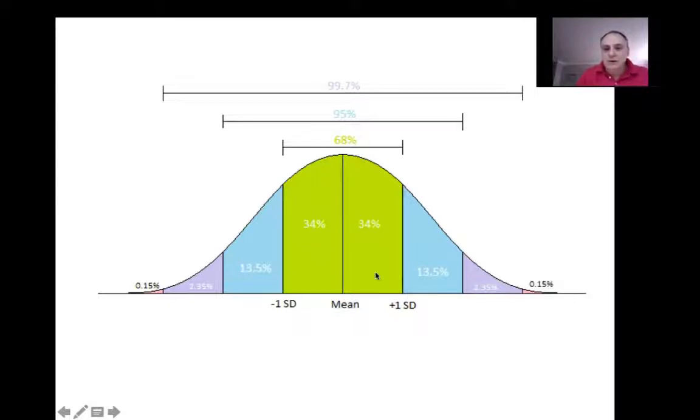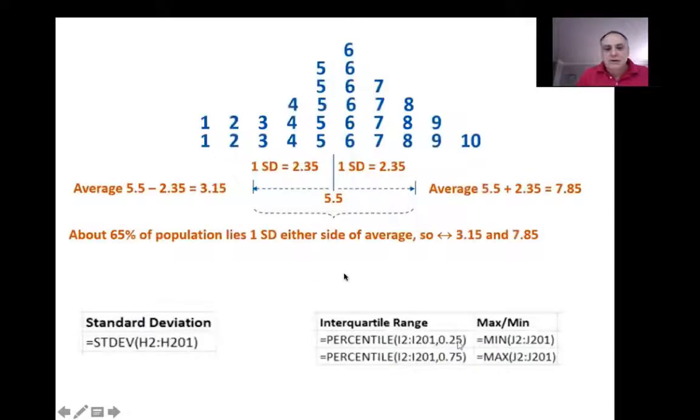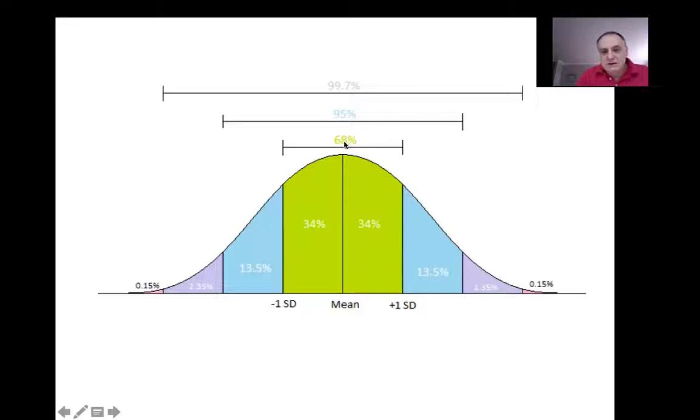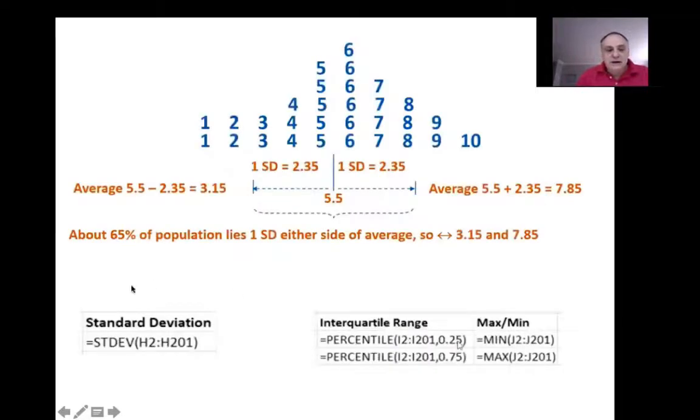We'll get to another one, which is your interquartile range, but we'll talk about that a little bit later. So if you have a look at this, about 65% of the population lies one standard deviation either side. Well, it's about 65%. Generally, it's known as 68%. But how do you calculate that standard deviation? You just take your data set and put it in the formula, STDEV and whatever the range is, and it calculates it for you.